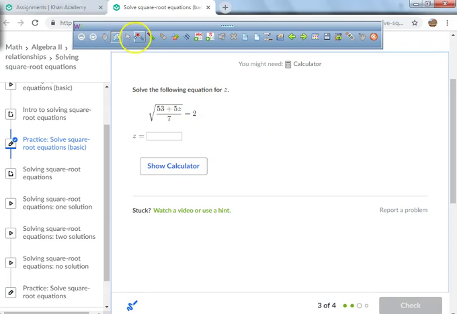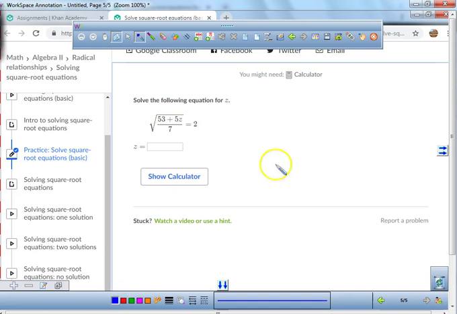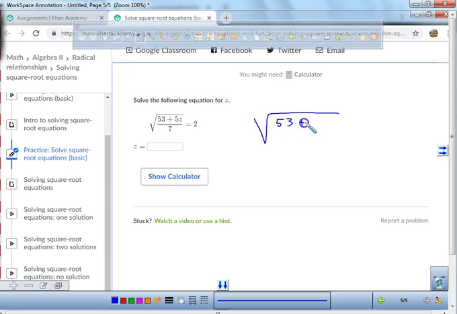Here we go. This one is the square root of 53 plus 5z all over 7 equals 2. By now, you guys should know that we're going to do what to both sides? We're going to square both sides. Why do we square both sides? To get rid of the radical. So what do we have left?